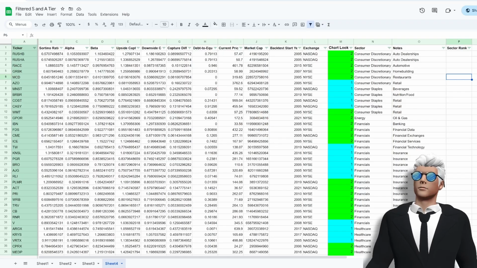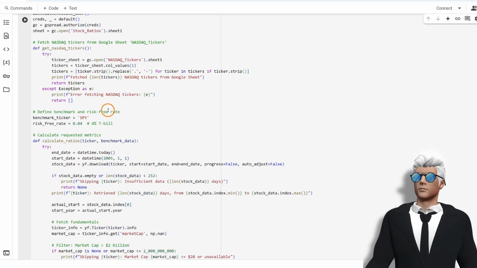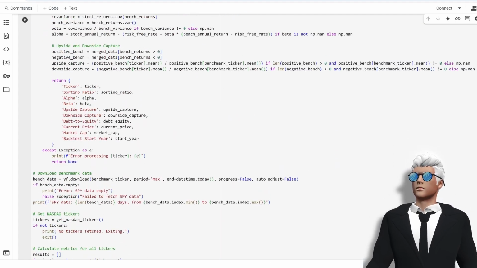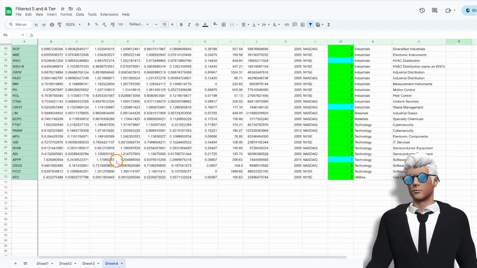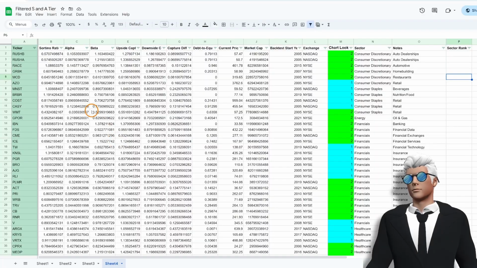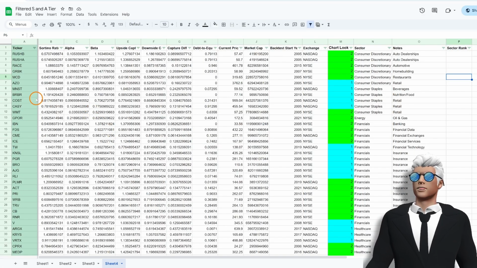Today we're going to show you how we can go from this code all the way to a really great list of stocks that you can pick from for your own accounts or portfolios and things like that. This is not financial advice. I'm just showing you what I do.